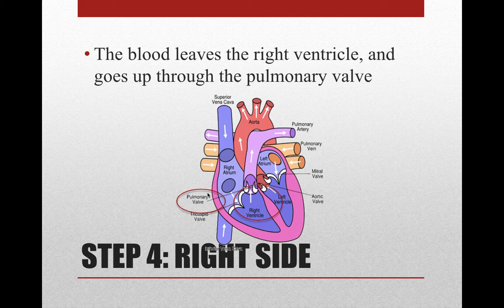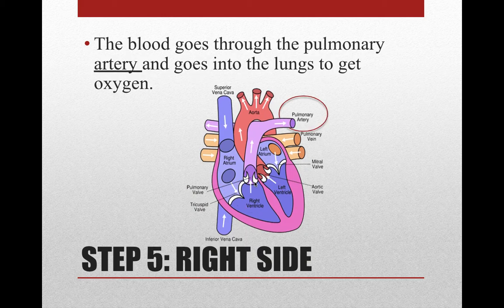Couple things. The pulmonary valve prevents it from going back to the right ventricle, so it keeps it moving. Pulmonary refers to lungs. So anytime you hear the word pulmonary, it has to do with lungs. Okay, so if you know pulmonary has to do with lungs, and valve keeps blood moving that way, you could probably guess where this blood is going to go. Okay, it is going to go through the pulmonary artery and go into the lungs to get oxygen.